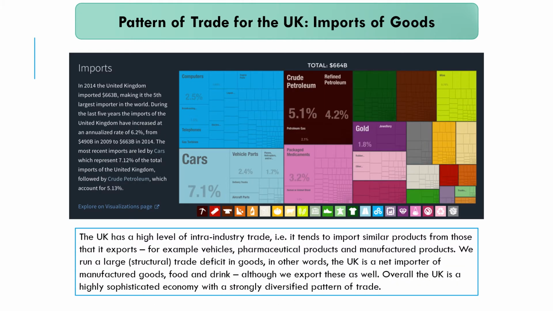When we look at the imported goods into the UK, again, we can see quite a wide variety, lots and lots of different items. But again, we see some energy, cars, computers, and so on. So there's a high level here of what we might call intra-industry trade. It tends to import similar products to those that it exports. So the UK is quite a sophisticated economy with quite a strongly diversified pattern of trade.